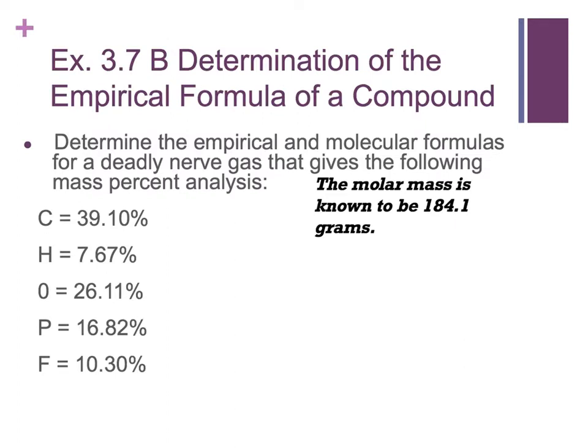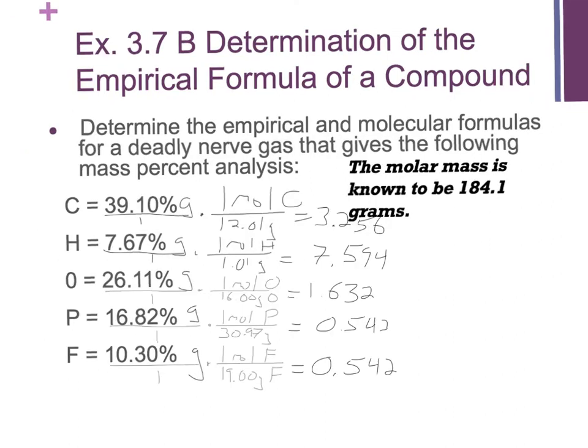A much longer problem, but you can do this with all 5 of these: carbon, hydrogen, oxygen, phosphorus, and fluorine. If we turned all of those into grams and we just said, okay, 39.10 grams of carbon, grams of hydrogen, grams of oxygen, and we have all of these grams. Convert all of these to moles, we can get a mole ratio. So once we do that, there's all the work. If we convert all those grams to moles for each one of those elements, we will see their mole ratios.